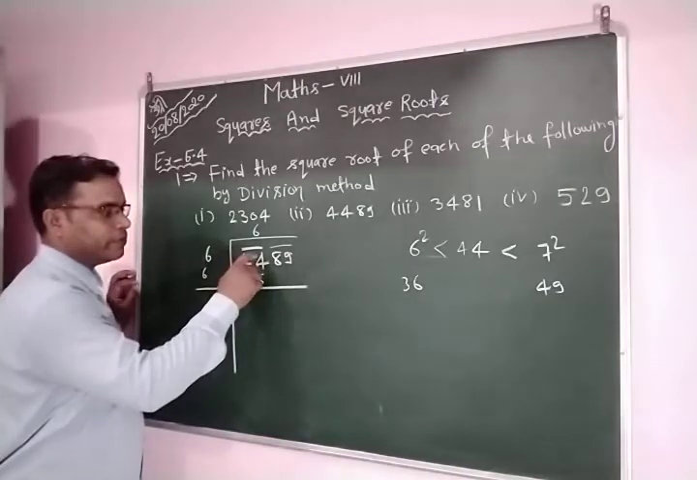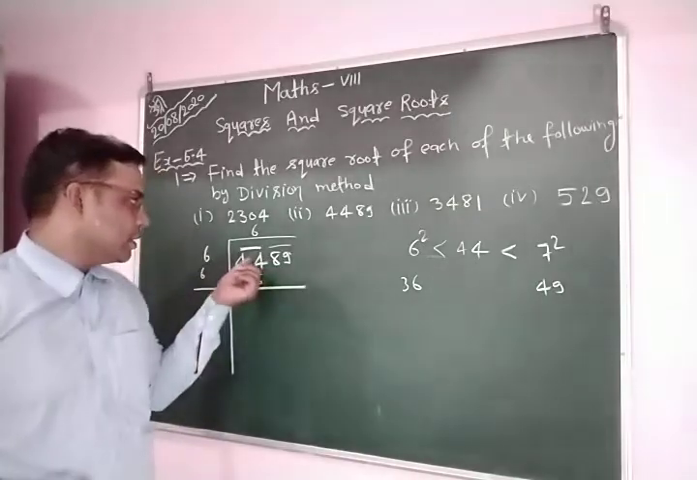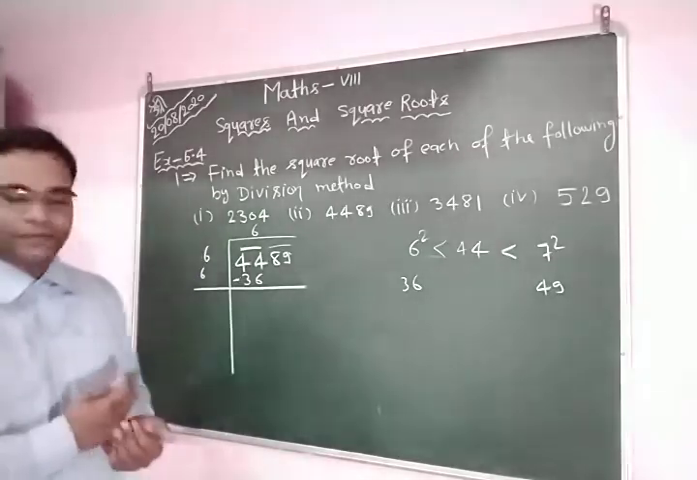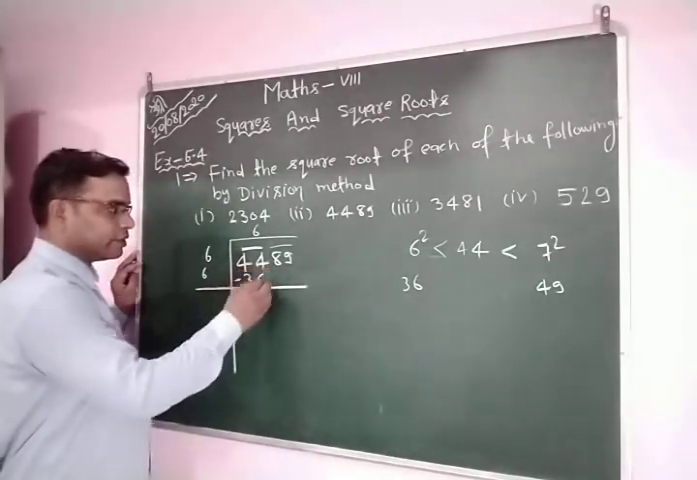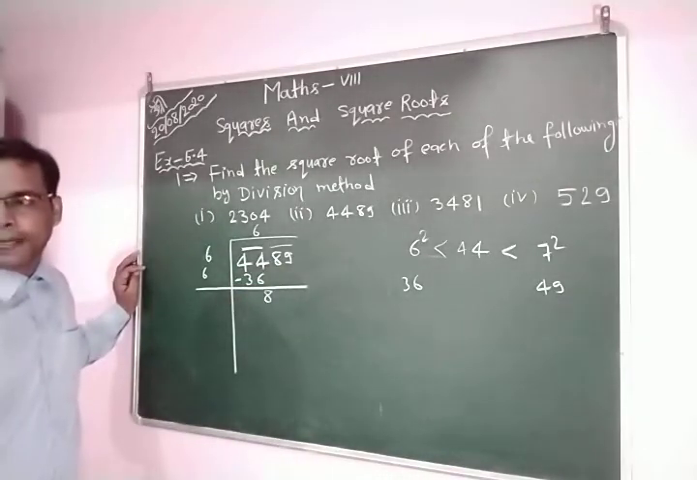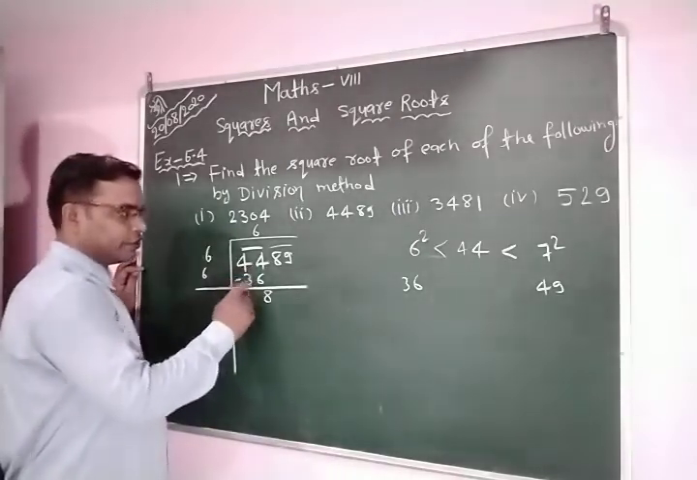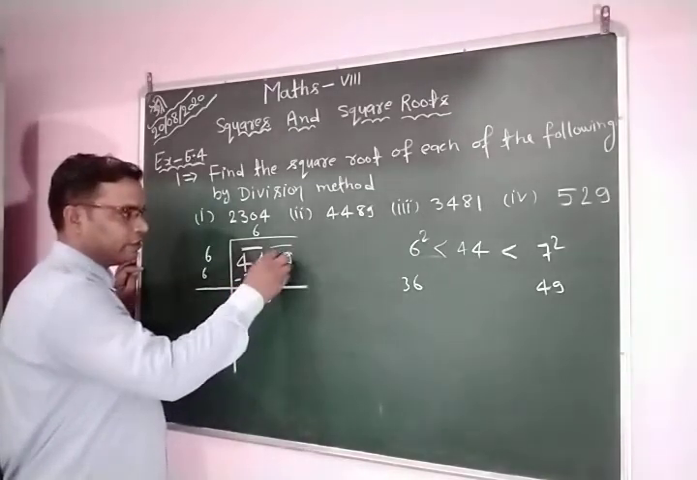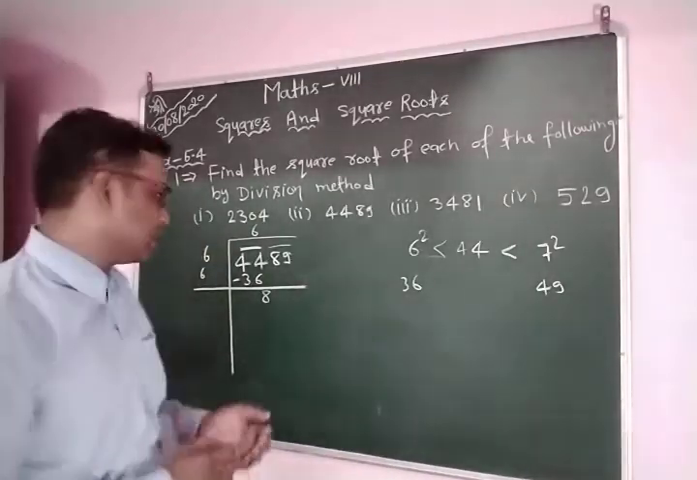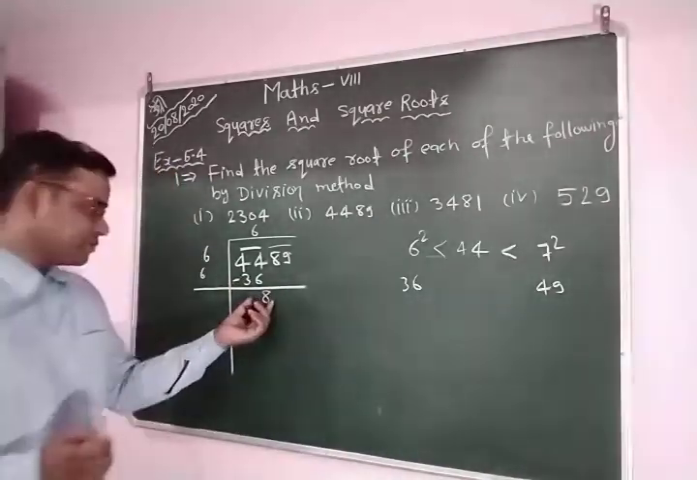Okay, 4 minus 6 is not possible, so we take 1 from this digit, and this will become 14. Here we obtain 8. Clear? This is our remainder, 8. If you subtract 36 from 44, then we obtain 8. Okay, and this is our remainder.